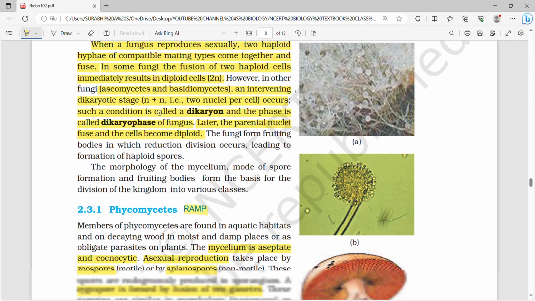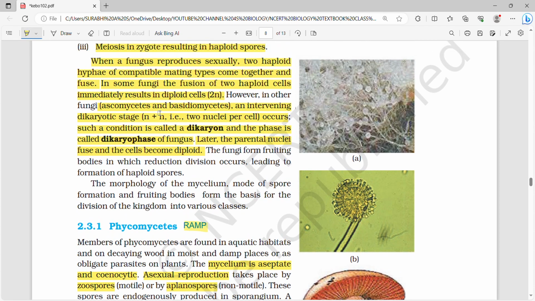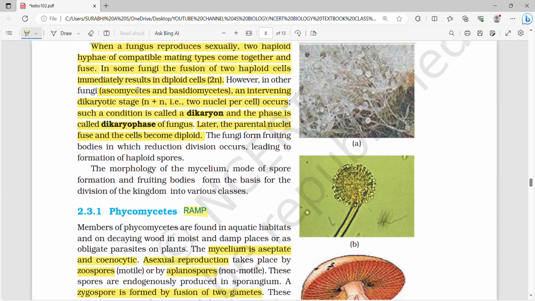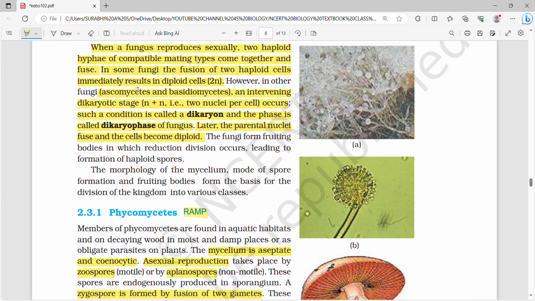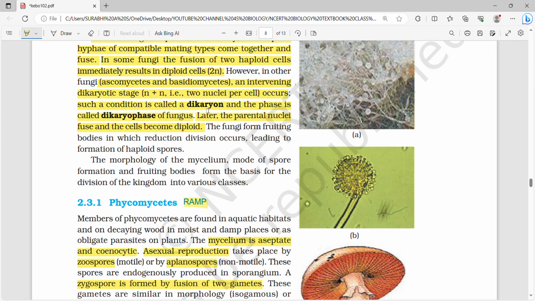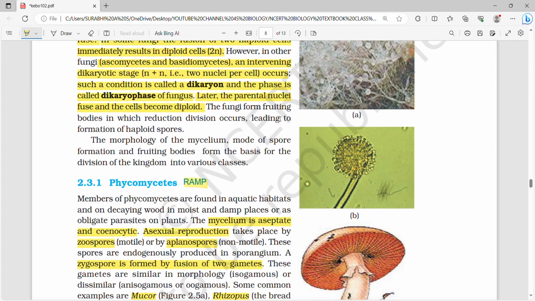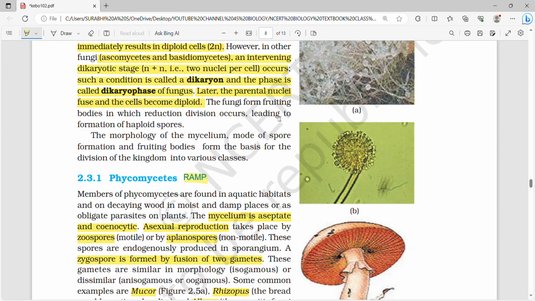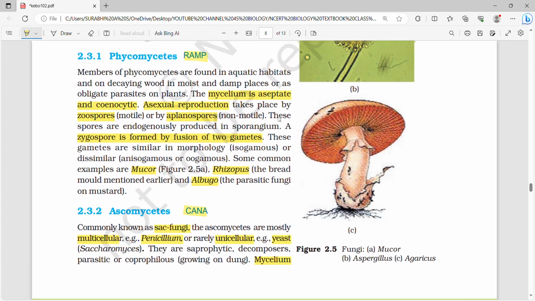When a fungus reproduces sexually, two haploid hyphae of compatible mating types come together and fuse. In some fungi, the fusion of two haploid cells immediately results in diploid cells. However, in other fungi such as ascomycetes and basidiomycetes, an intervening dikaryotic stage occurs. Such a condition is called dikaryon, and this phase is called dikaryophase. Later, the parental nuclei fuse and the cells become diploid. So this is about it. Now we'll go through each fungi type.